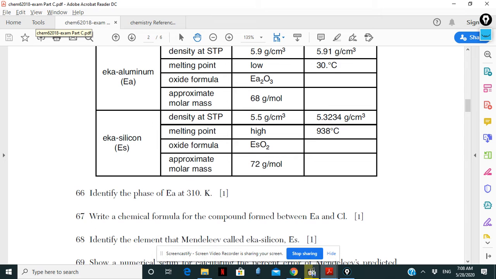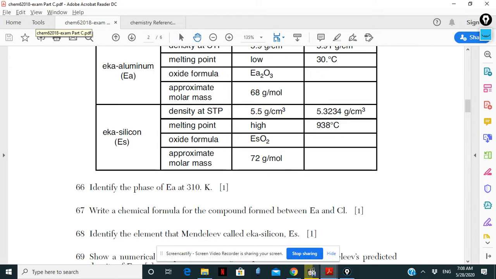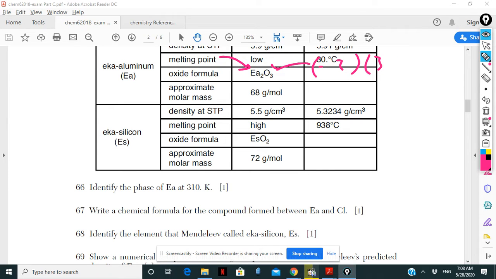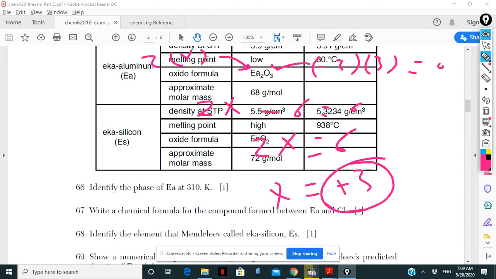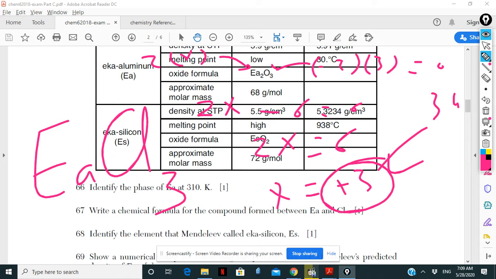Question number 67. Write a chemical formula for the compound formed between EA and chlorine. So the EA, what's its oxidation number? Here the oxygen is negative 2 times 3, and 2 times x equals 0. So 2x minus 6 equals 0, so 2x equals 6, so x equals positive 3. That's the oxidation number. It means it needs 3 chlorine. So I'm going to say EACl3.